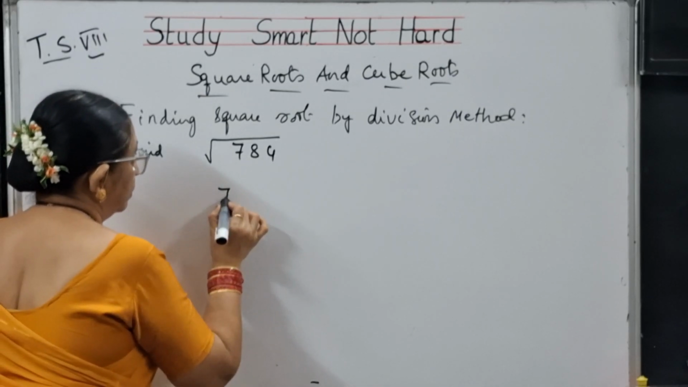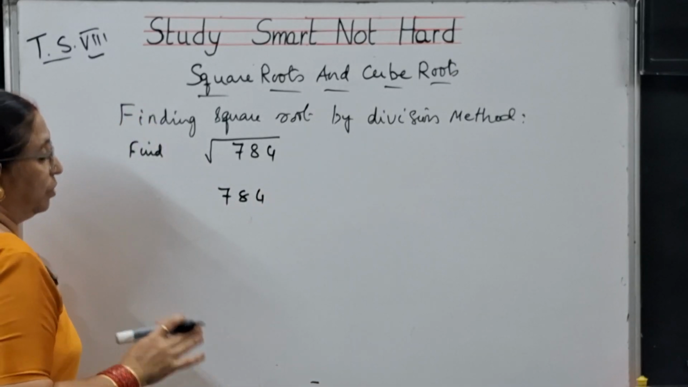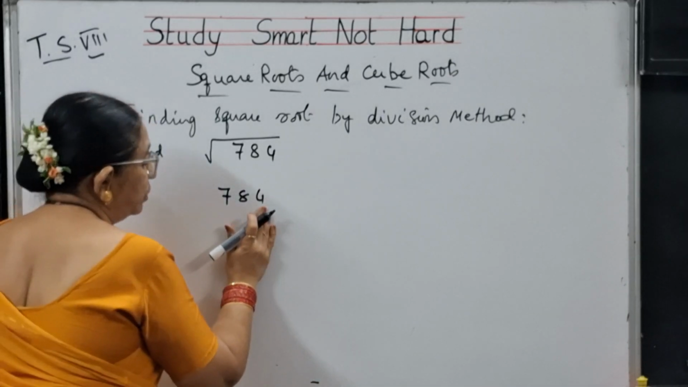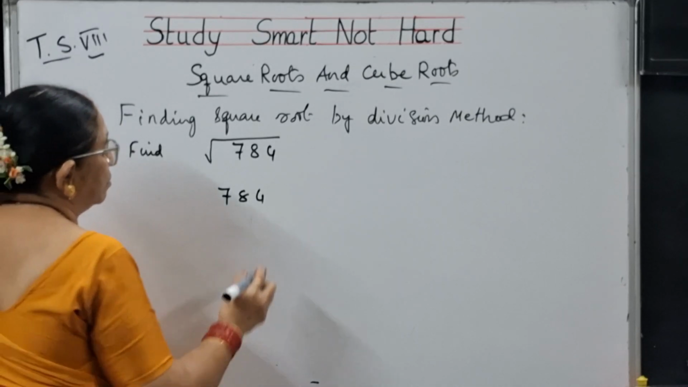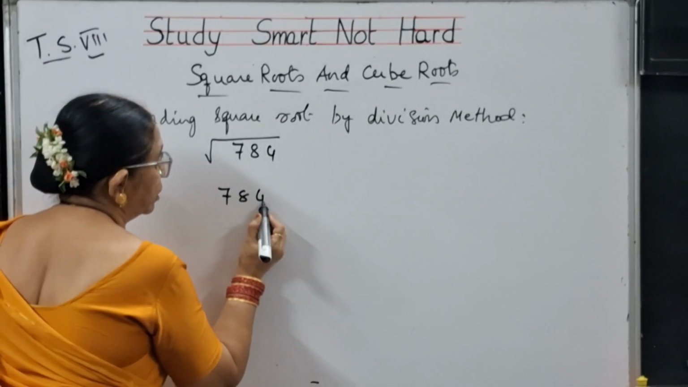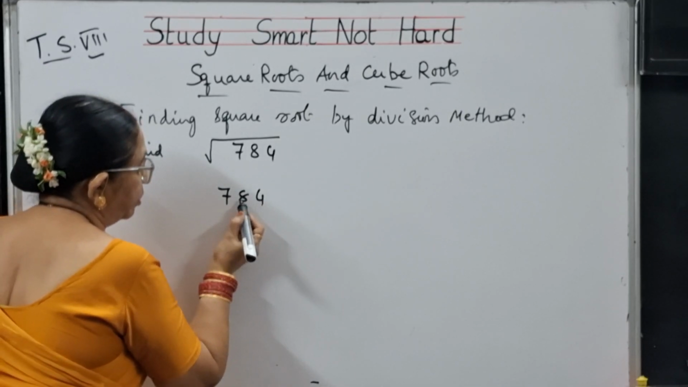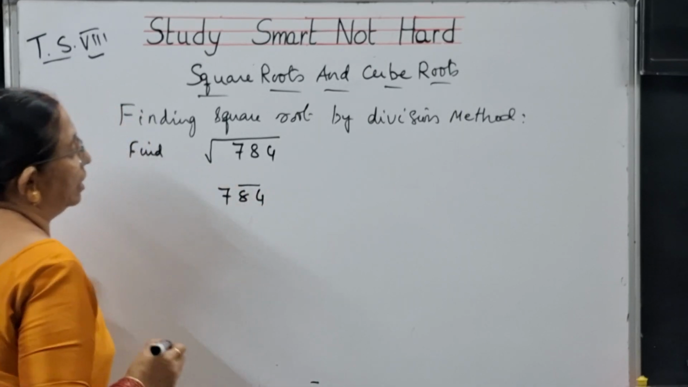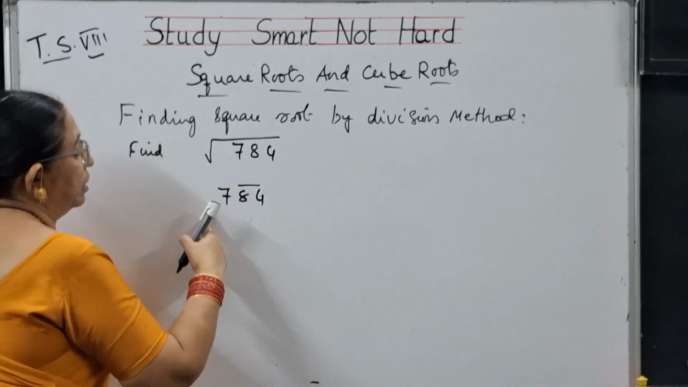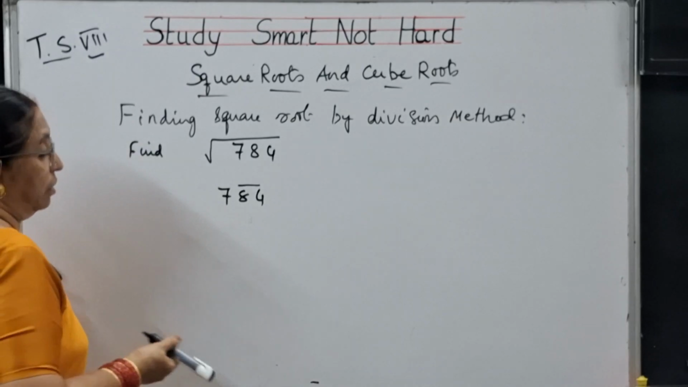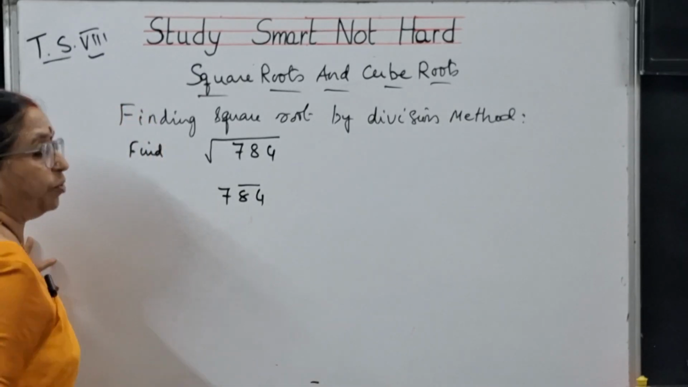So what you have to do, take this 784, whatever is the number that is given to you, and from units place you have to take pairs of numbers. Pairs means two numbers together you have to take. So units place and tens place, these two becomes one group. Draw a line like this, a bar like this. That means this is a group. Now here it is only the third digit you have got, that is units, tens, hundreds. So only one group you will be getting.